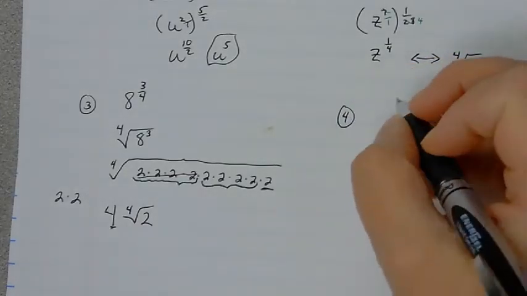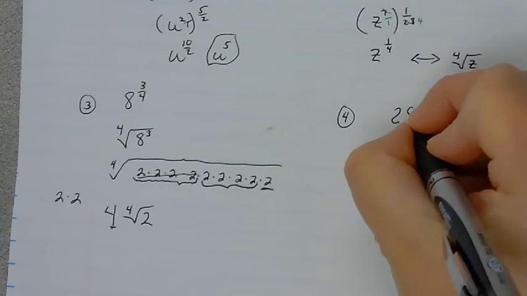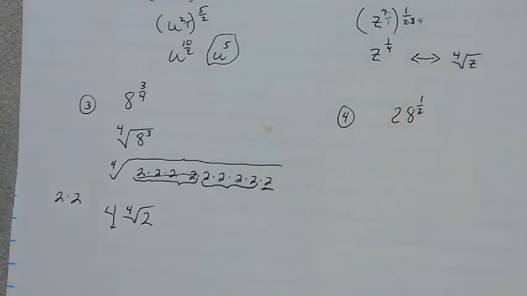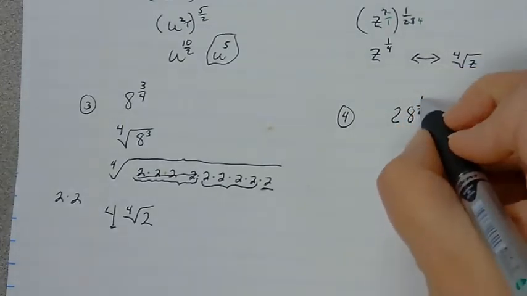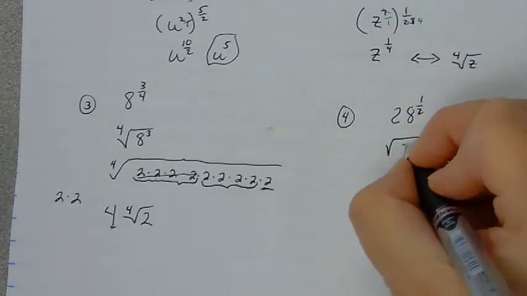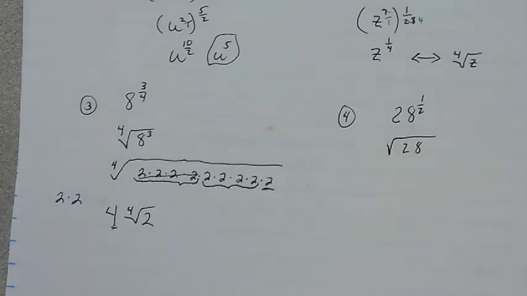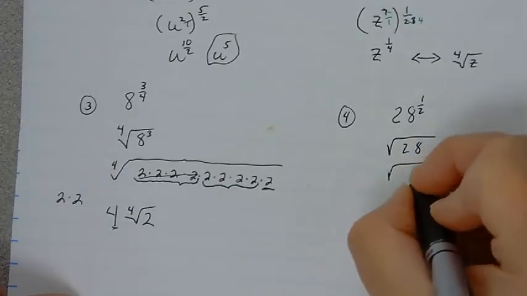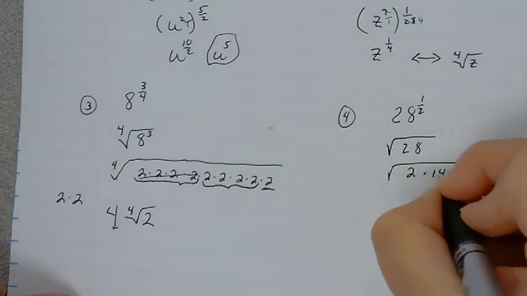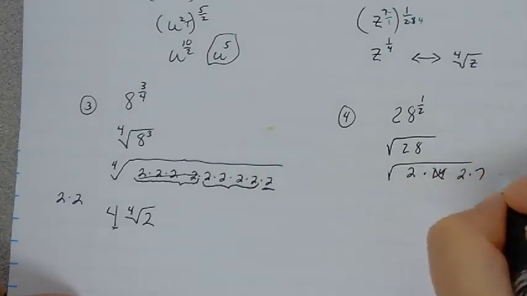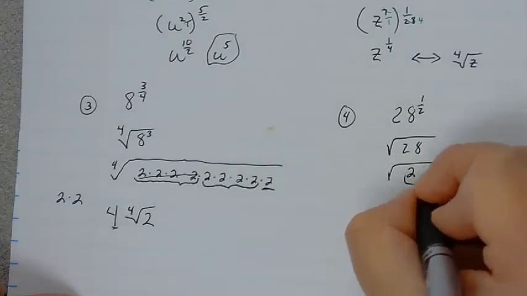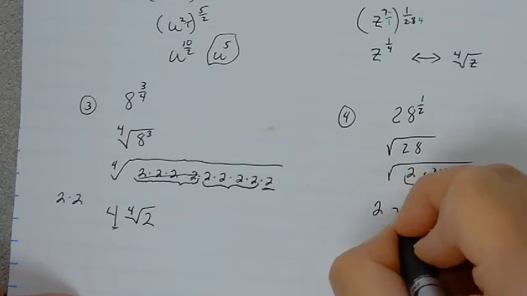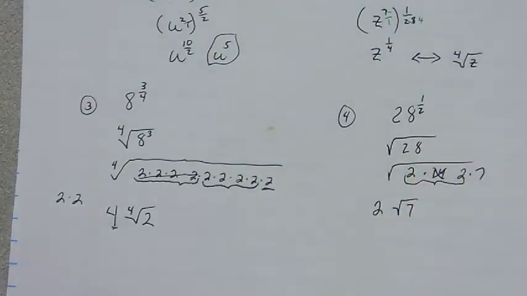Here's the 4th example. 28 to the 1/2 power. So what I'm really looking at here is the square root of 28. So I want to try to think of things that happen in groups of 2. So 28 is 2 times 14, and 14 is 2 times 7. So I have a group of 2 2's, so that puts a 2 on the outside and leaves a 7 on the inside.